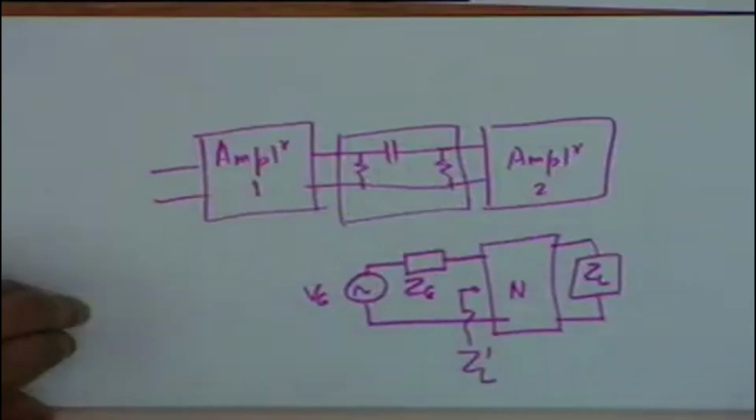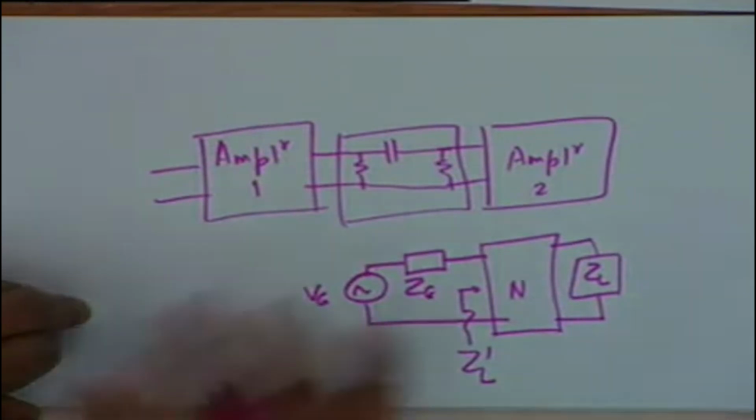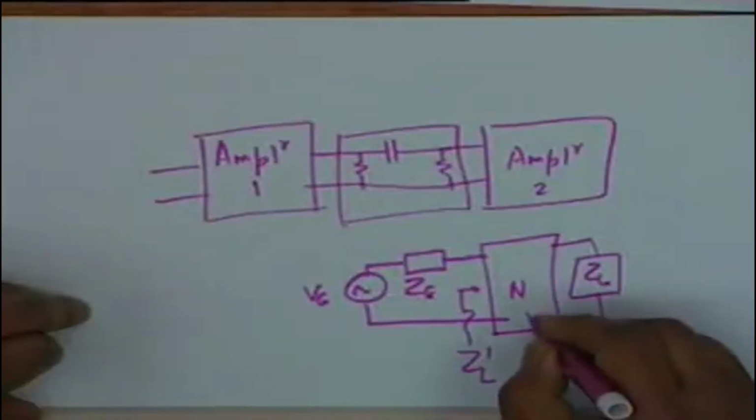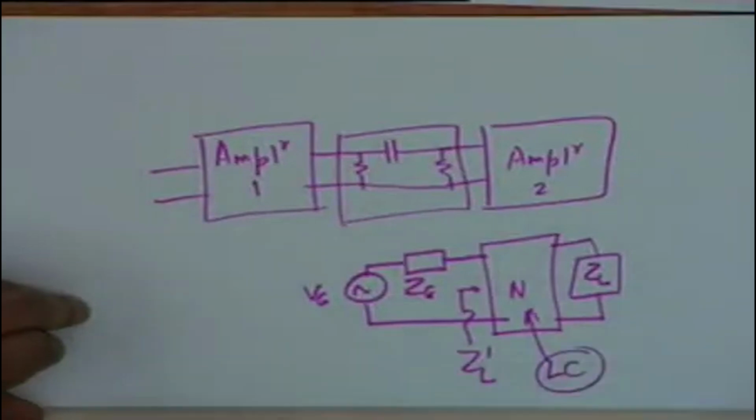A question: what should be the components of N? What kind of components should it contain? Inductance and capacitance only, no resistance. Why not? Because then resistance itself will absorb power and the maximum available power will not be transferred to the load. So this N must be an LC network.